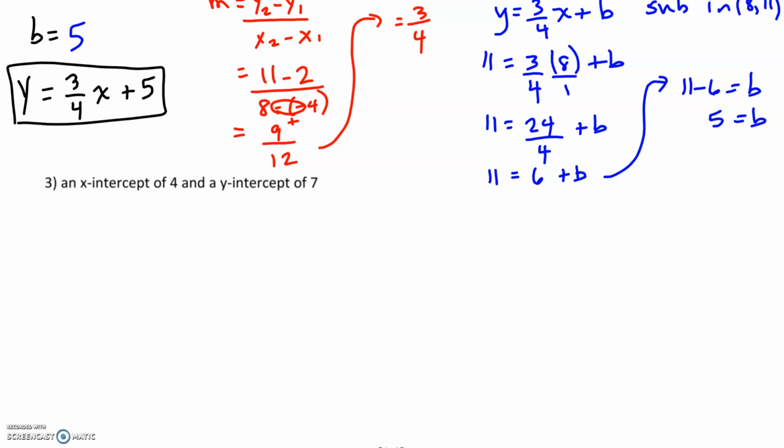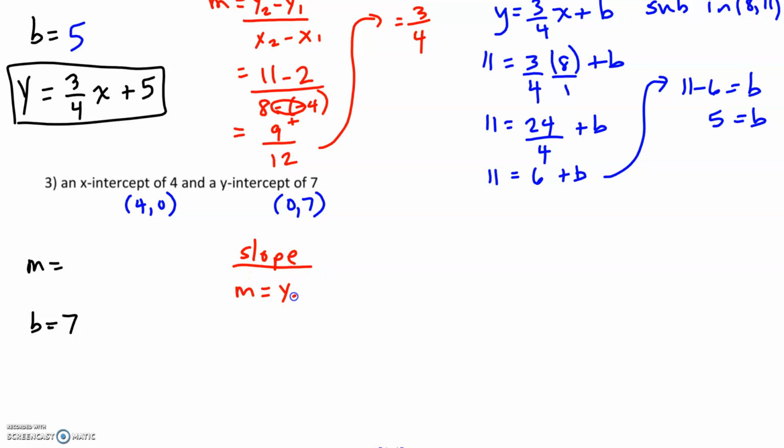All right, our last example. This is a little bit different because it says an x-intercept of 4 and a y-intercept of 7. So we have to remember that an x-intercept of 4 is a point that would be written as (4, 0) as an ordered pair, and the y-intercept of 7 would be written as (0, 7). So the two things I need for my equation are my m and my b, and I actually already have my b, which is my y-intercept of 7. So I'm just finding m.